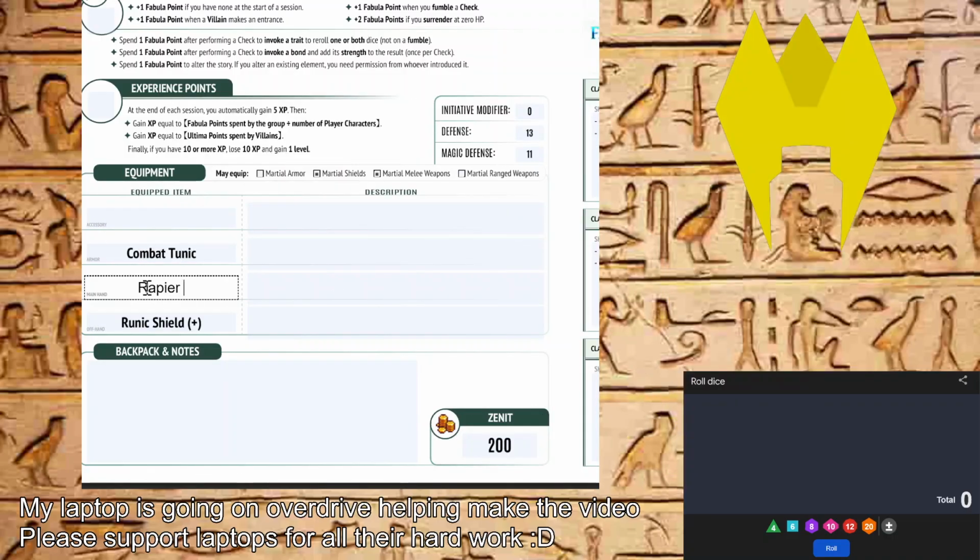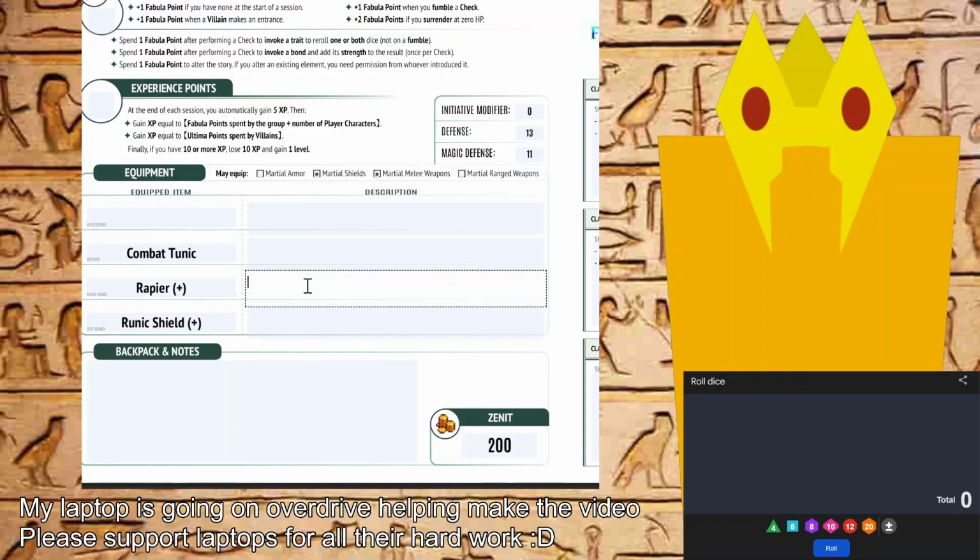Rapier. There we go. And the rapier basically used up all of our money, which we're going to calculate later, because we need to get into this right now.